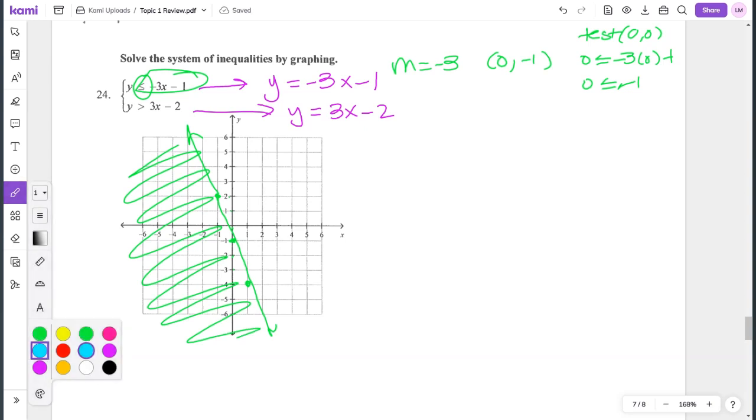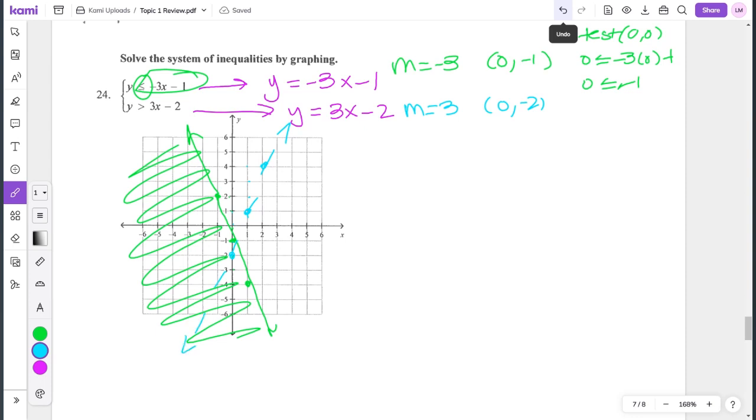All right, now I'm going to graph the second line. So slope is 3, y-intercept is -2. So I'm going to start at -2 and I'm going up 3, right 1. Oh, it's a dashed line, of course. Here we go. Dash that line.